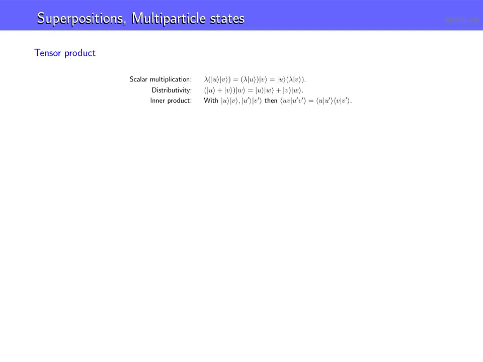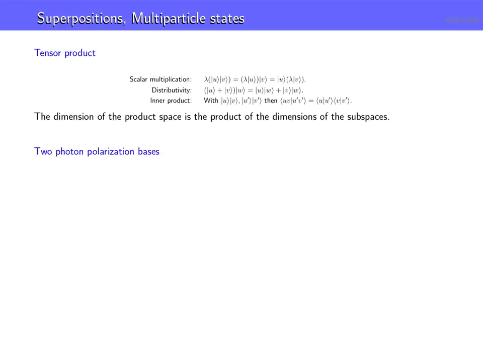Lastly, the dimension of the Hilbert product space is the product of the dimensions of the subspaces. So what we're going to be concerned with are two-dimensional Hilbert spaces for, say, polarization. When we look at two photons, we're going to have four dimensions. And that's what we want to look at next: two photons, examining their polarization.